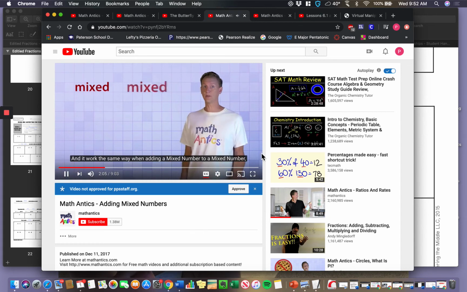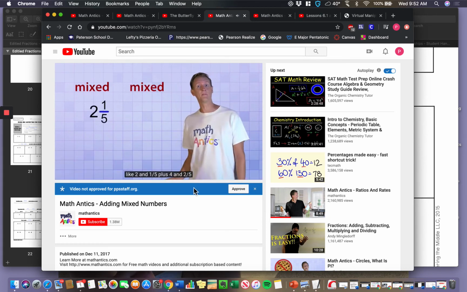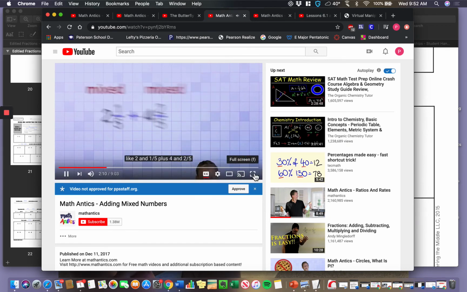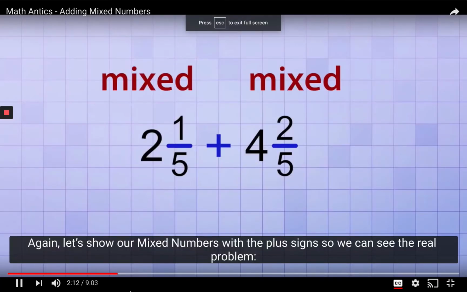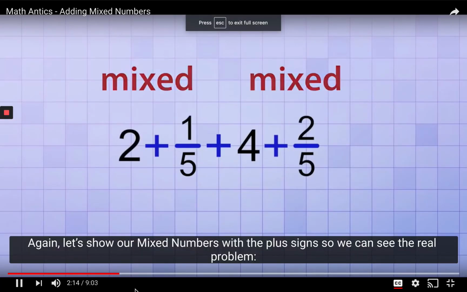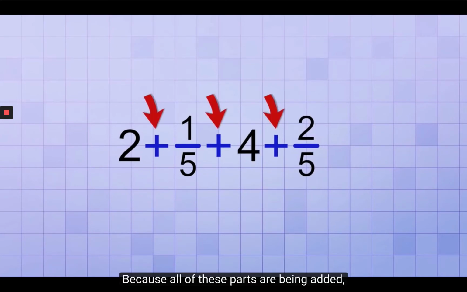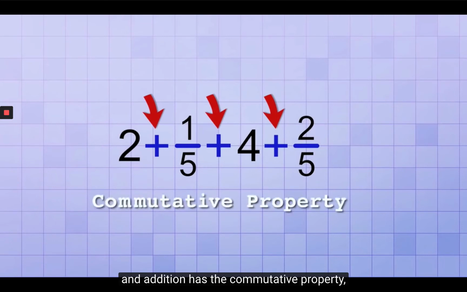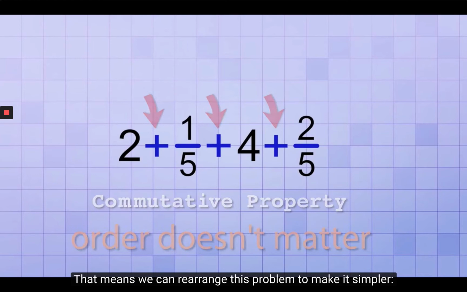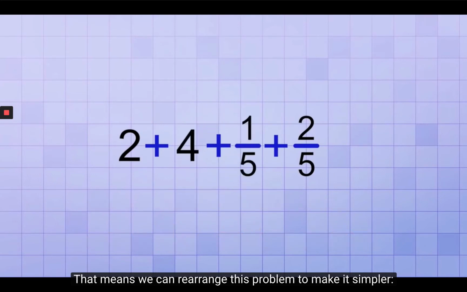A mixed number to a mixed number, like 2 and 1/5 plus 4 and 2/5. Again, let's show our mixed numbers with the plus signs so we can see the real problem. 2 plus 1/5 plus 4 plus 2/5. Because all of these parts are being added and addition has the commutative property, it really doesn't matter what order we do the addition in.